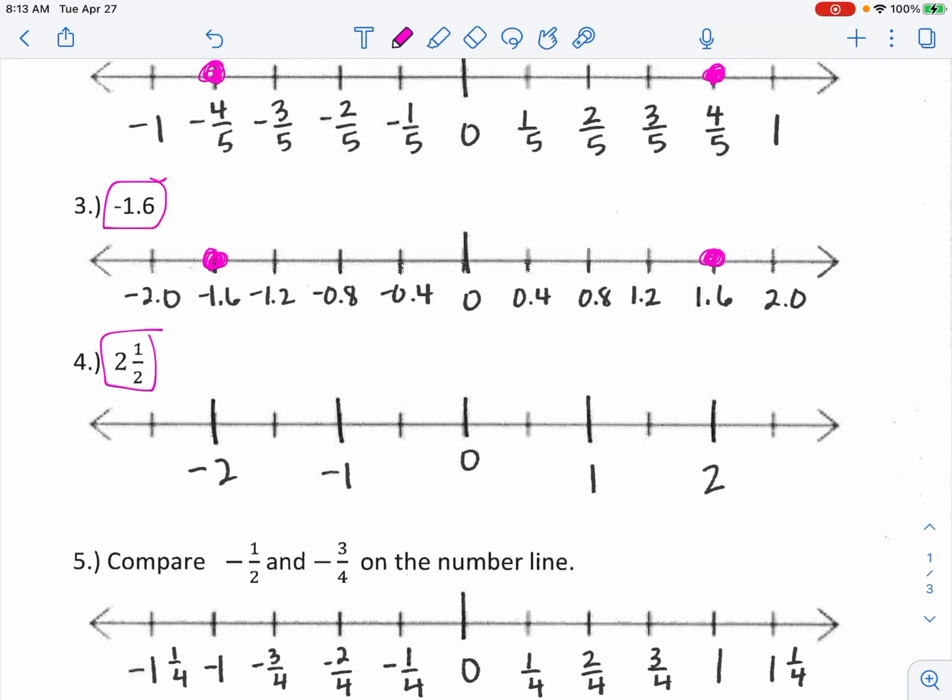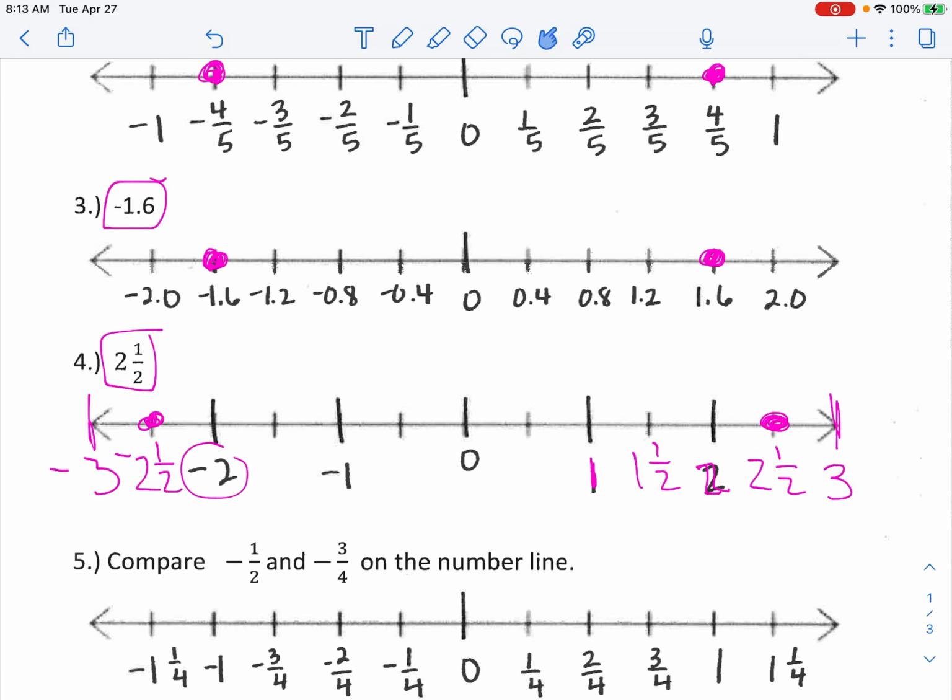Graph 2.5 and the opposite of 2.5. Okay, so 2.5 is not on this number line. But as you can see, we have 1 and 2 down here to the right. Well, halfway between 1 and 2 would be 1.5. So if 3 was down here, this would be 2.5. So 2.5 is going to be halfway between 2 and 3. So if this is -2, then -3 would be to the left, and -2.5 would be halfway between -2 and -3.